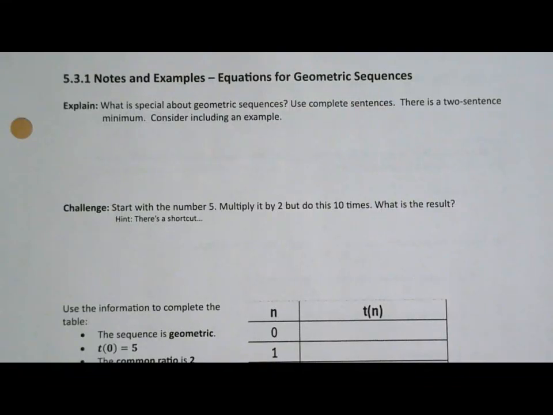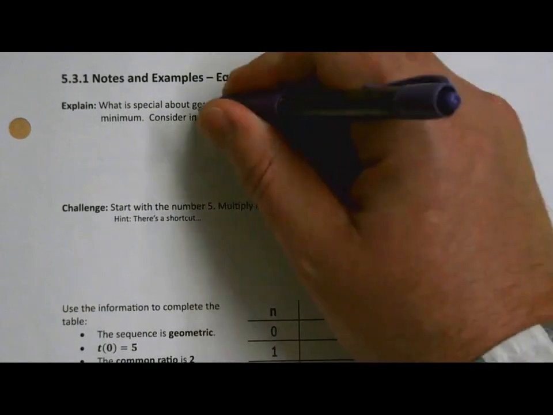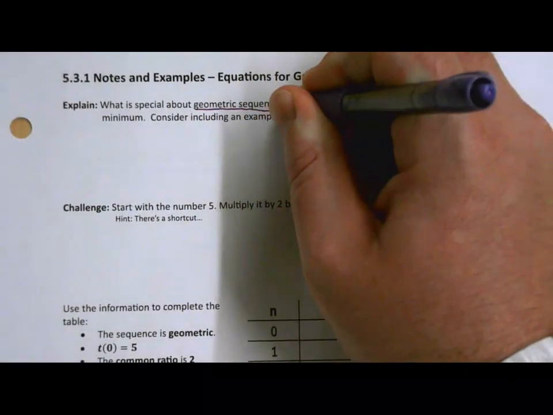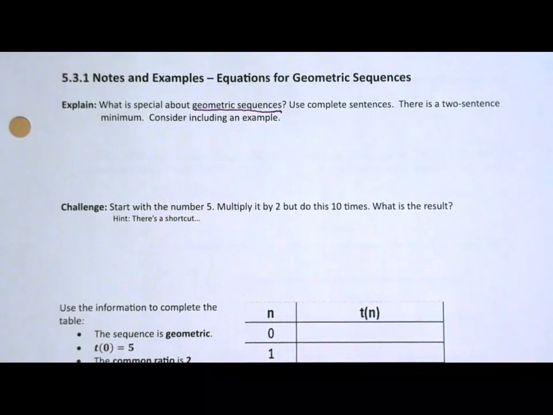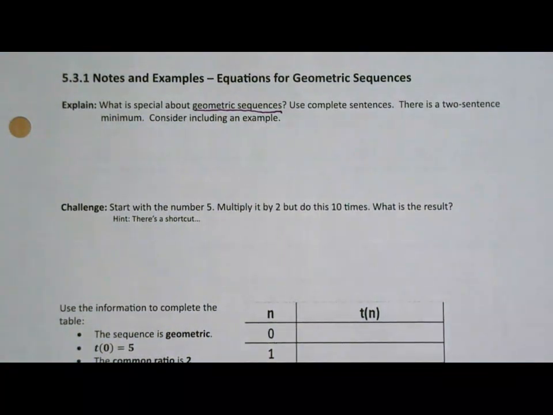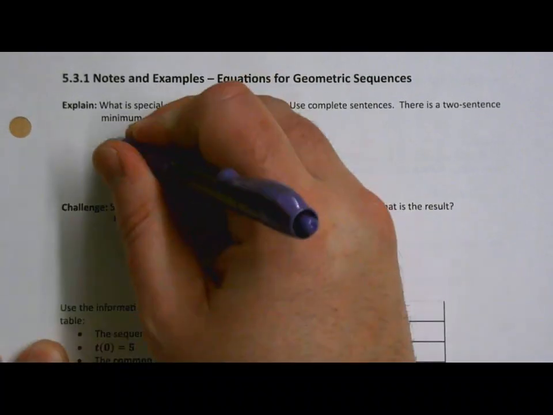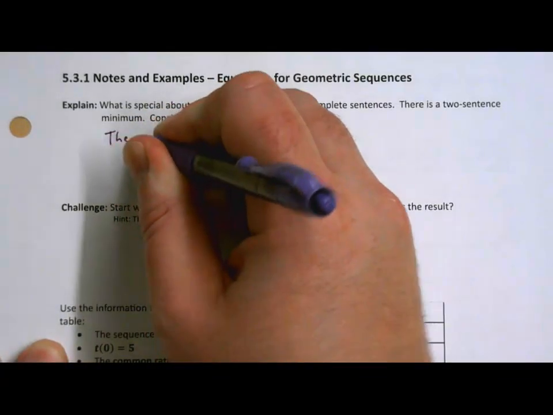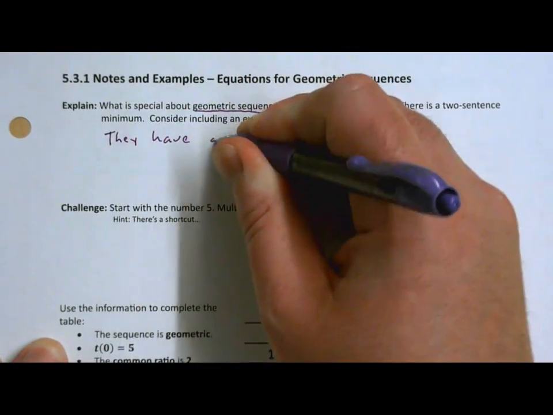Anybody want to be bold and tell us one of your two sentences? What is special about a geometric sequence? They have a common ratio. I love that. And I love that you used the vocabulary term in there too. What is special about geometric sequence? They have a common ratio.